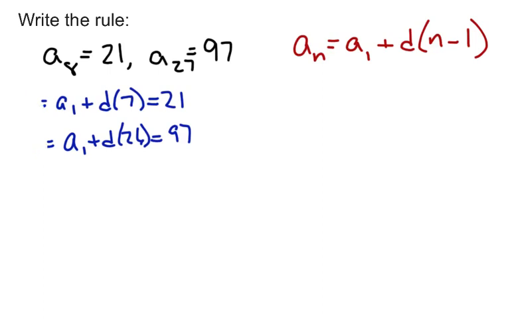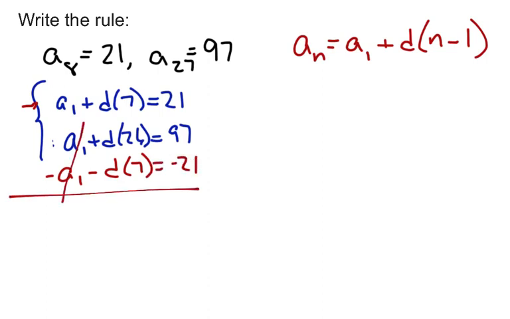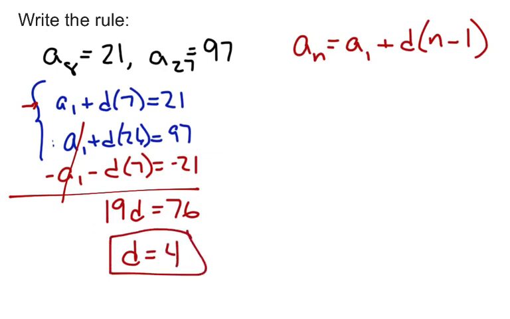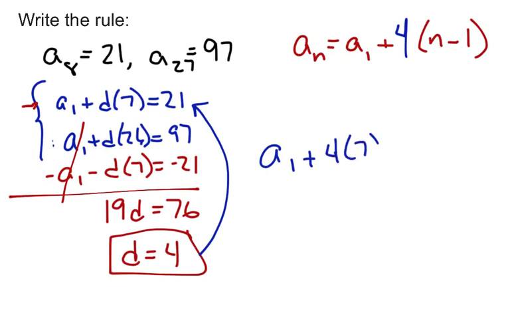What we've just created here is a system, and we know how to solve the system. I'm just going to take this first equation, multiply it by negative 1, and then I can add them up. Let's do cancel. 26d minus 7d is 19d equals 76. Divide by 19, and d equals 4. Well, that's great. That means right here, d equals 4. I still need to find out what the first term is, but that's okay. I can take this and plug it into the original. A1 plus the common difference 7 times is equal to 21.